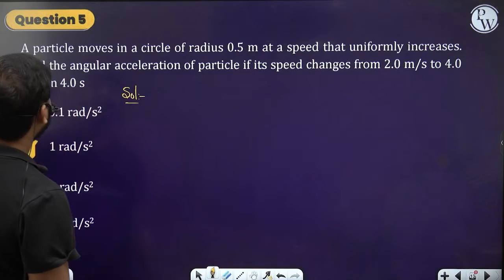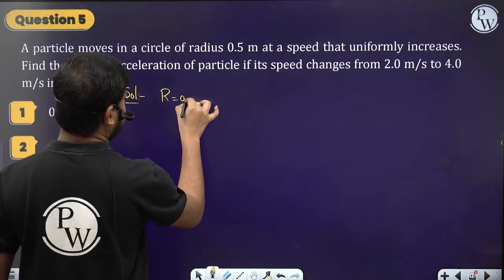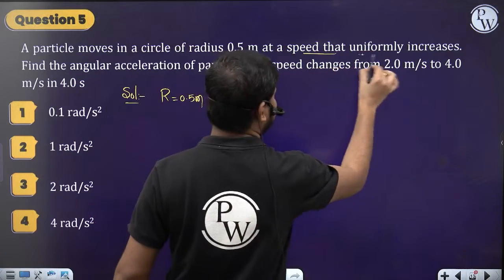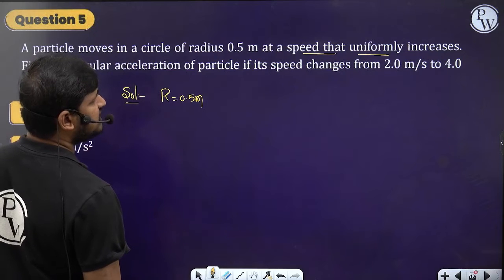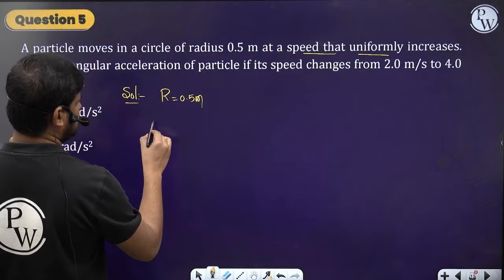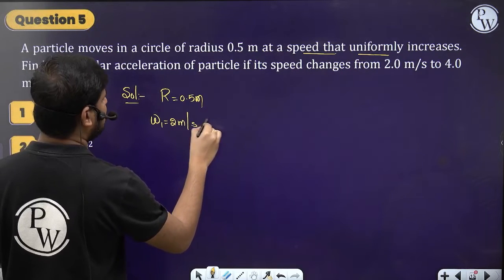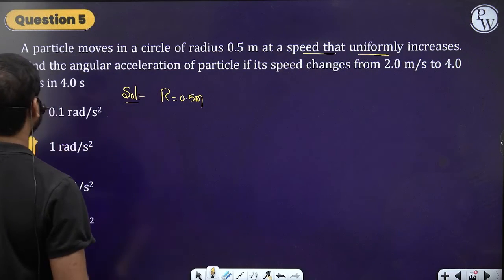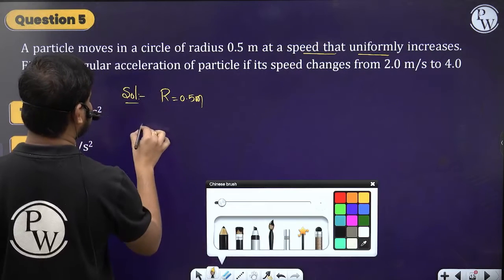So see the question. A particle moves in a circle of radius 0.5 meters at a speed that uniformly increases. See here, speed that uniformly increases. Find the angular acceleration of the particle if its speed changes from 2 meter per second to 4 meter per second. See here, its speed changes from 2 meter per second to 4 meter per second in 4 seconds. What we have to find is the angular acceleration of the particle.